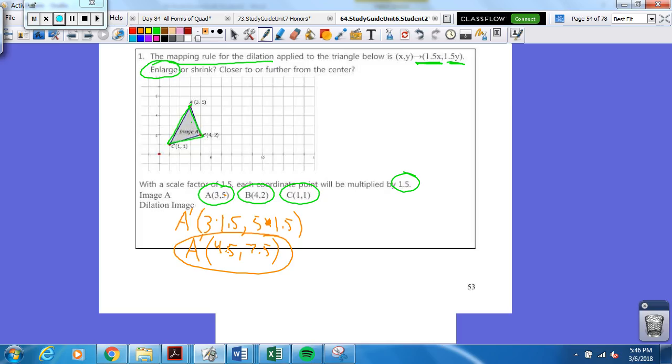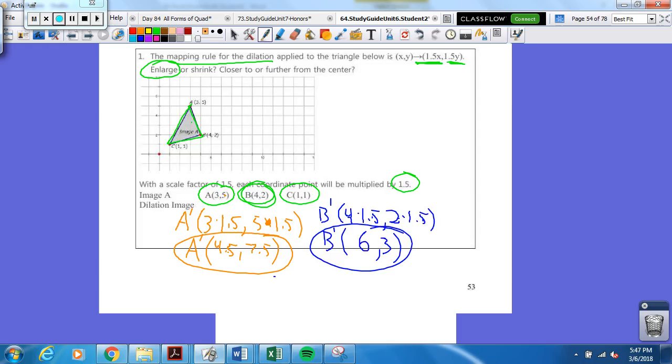We got it. Next, let's do B. B is going to be B prime. I have 4 times 1.5, comma, the y is 2 times 1.5. So B prime, 4 times 1.5 is 6, and 2 times 1.5 is 3. So there is B prime.